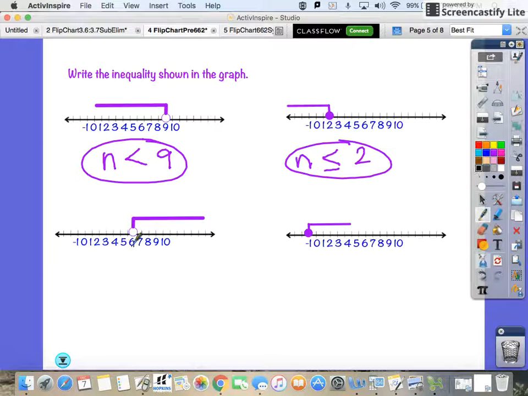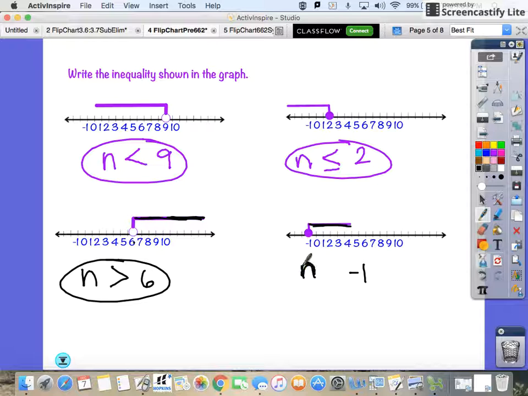Here, our boundary point is 6. These numbers are bigger than 6. Since it's open, we do not have the equals option. Here, our boundary point is -1. These numbers are bigger than -1. It's a solid dot, so we need to put equals.